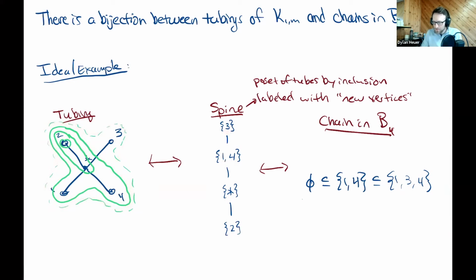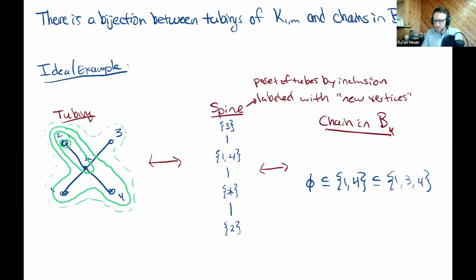And you get the chain in the Boolean lattice by starting with the star level and recording all of the vertices that are in there. So there's nothing with star, so we have the empty set. And then as we go up, we get 1 and 4, and then we add 3 to that over here. And so we just forget about everything that ends up below star.